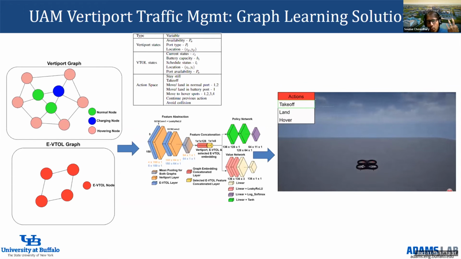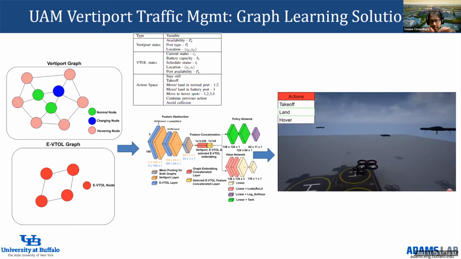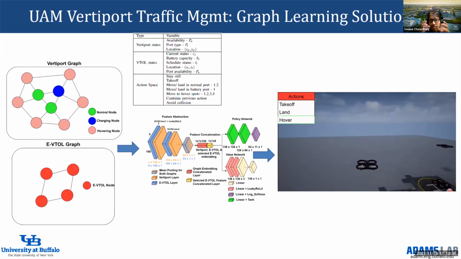So this is the overall network. We see the vertiport with multiple pads as a graph, and we also look at the different aircraft within the cone of that vertiport as a graph.